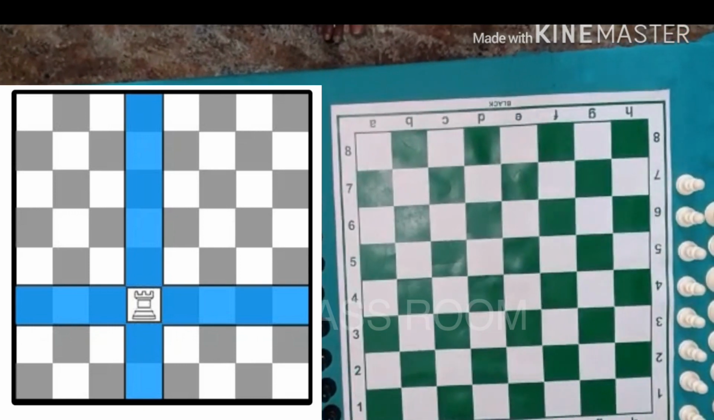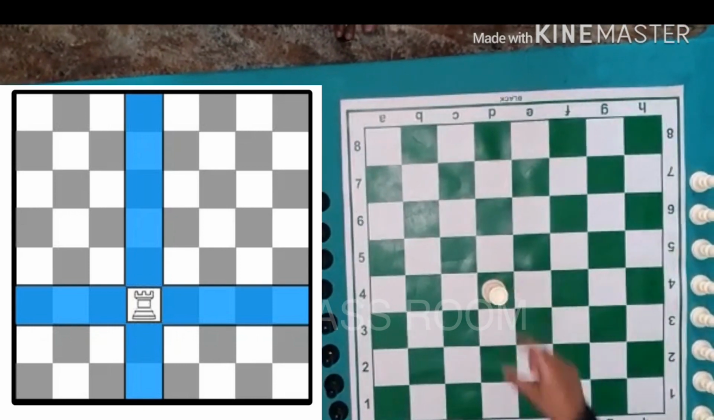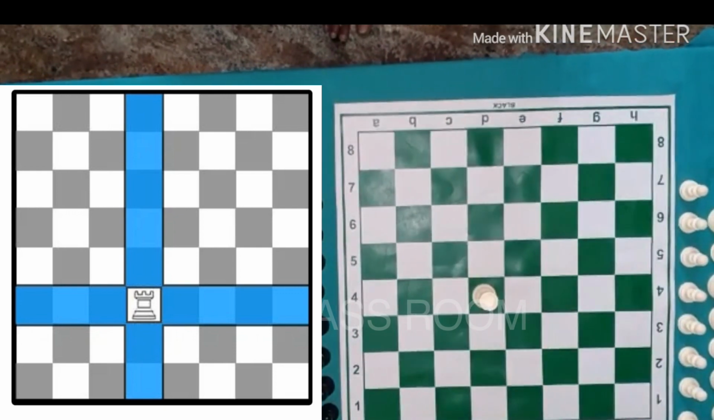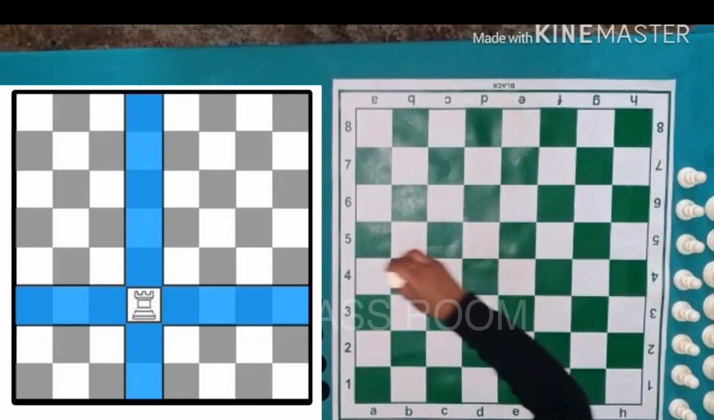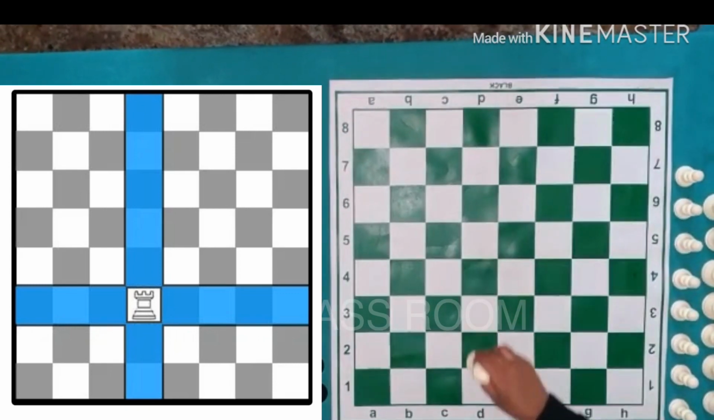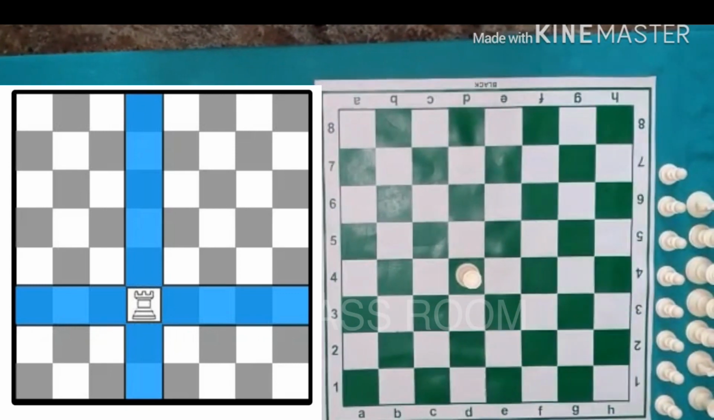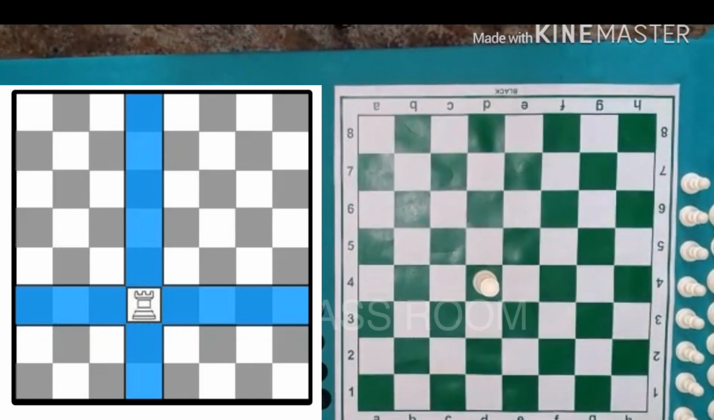Now let us see how the rook moves. Now for example, if we place our rook here, the rook can move in any number of vacant squares in a plus pattern, like this, as highlighted here.